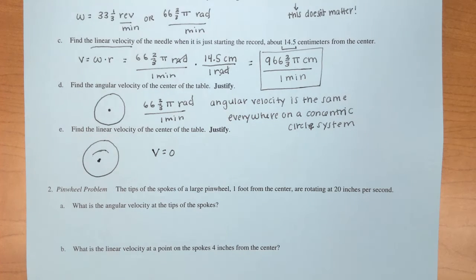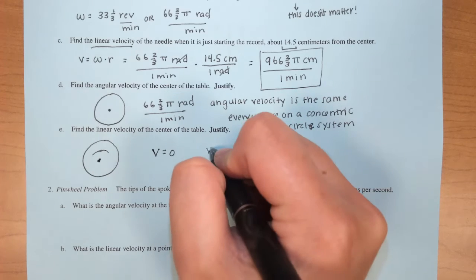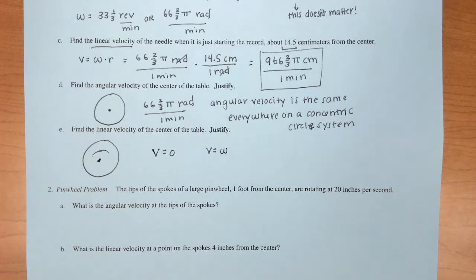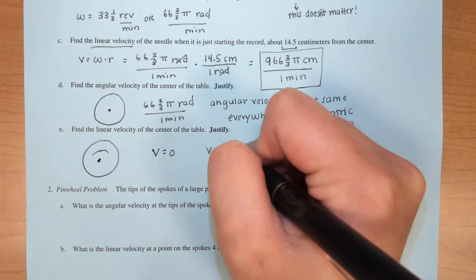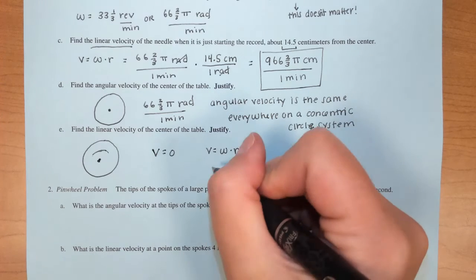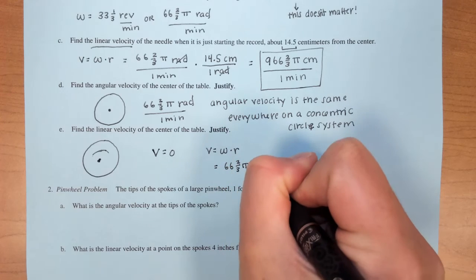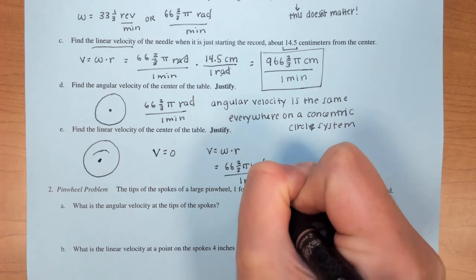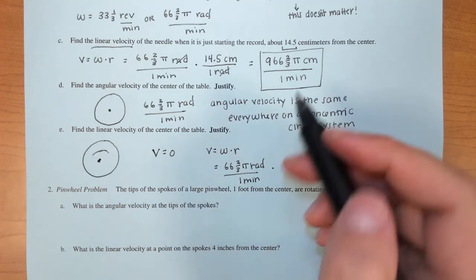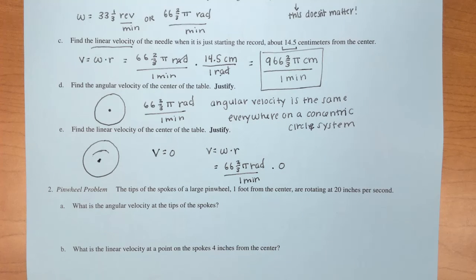Now, mathematically justify: the equation for linear velocity is the angular velocity times the radius. We know that the angular velocity is 66 2/3 pi radians per minute. But what's the radius at the center of the circle? The radius is 0. Right? We are 0 units away from the center of the circle. That is why our linear velocity is 0.